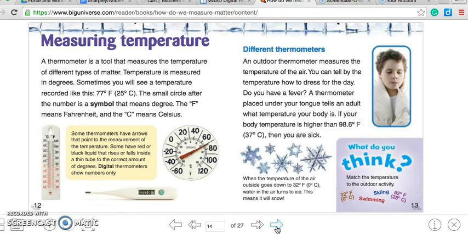Do you have a fever? A thermometer placed under your tongue tells an adult what temperature your body is. If your body temperature is higher than 98.6 degrees Fahrenheit or 37 degrees Celsius, then you are sick. When the temperature of the air outside goes down to 32 degrees Fahrenheit or 0 degrees Celsius, water in the air turns to ice. This means it will snow. What do you think? Match the temperature to the outdoor activity.